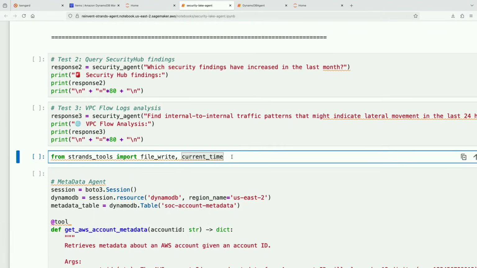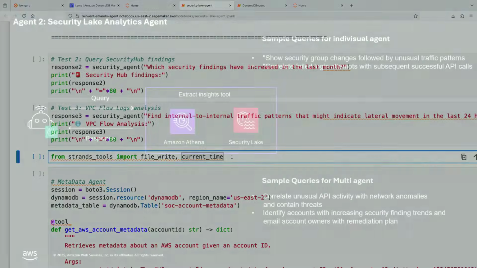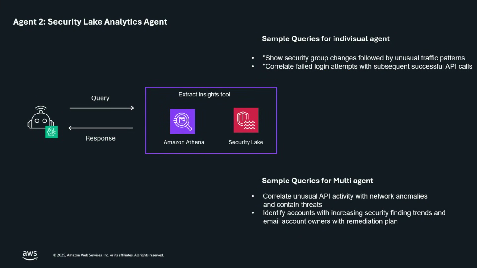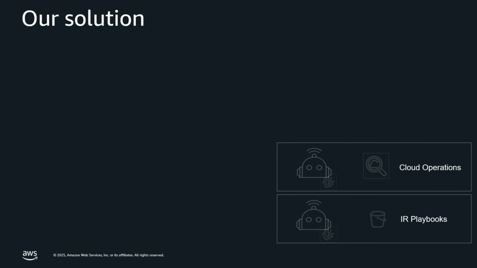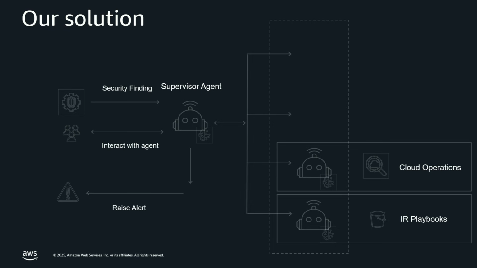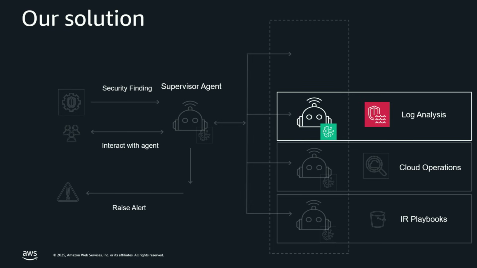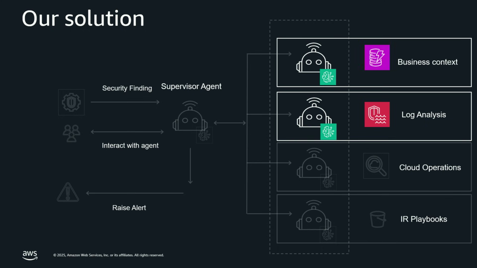So now that we built out the Security Lake agent, let's look at how we could actually build out that supervisor agent so we could use multiple agents together. So here, the next step is we have this log analysis agent that could actually generate its own SQL queries based on the different events coming in or interaction with the agent and return results. And we also have the metadata, right? So how do we actually set up these two to work together in a multi-agent architecture?